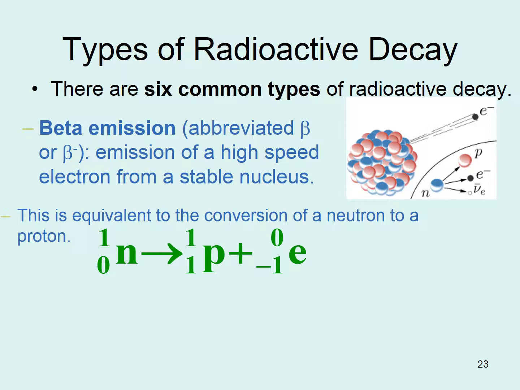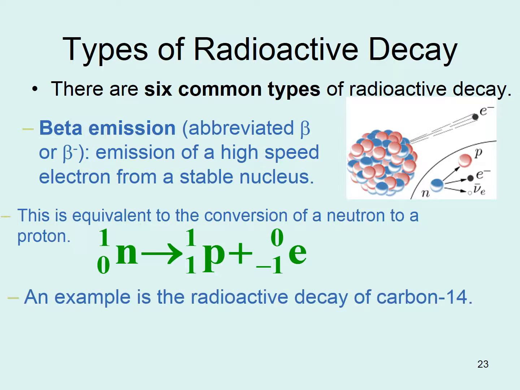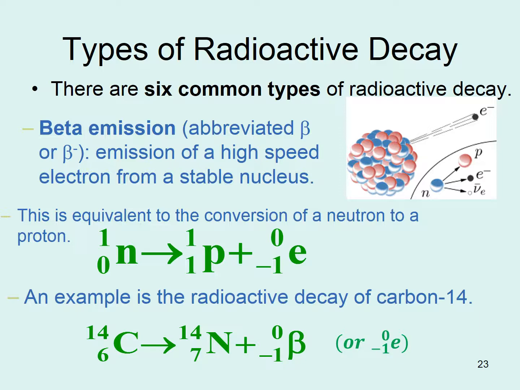To balance off the charge, an electron or beta particle is shot out of the nucleus. You can see now why the beta particle is written with a -1 on the bottom, because it balances out this equation. An example of radioactive decay is carbon-14. Carbon-14 has 6 protons and 8 neutrons, so a total mass of 14. If it gives off a beta particle as one of its products, the other product formed is nitrogen-14. Sometimes you'll see the beta particle written as an electron, either way, beta or electron.